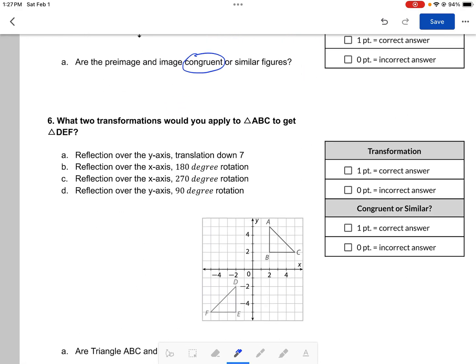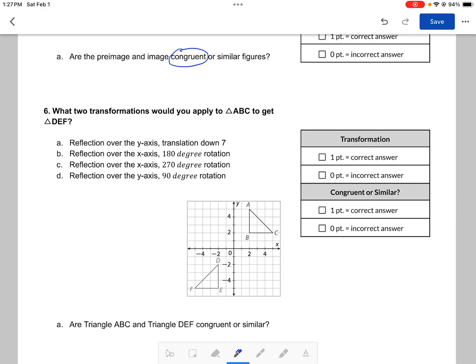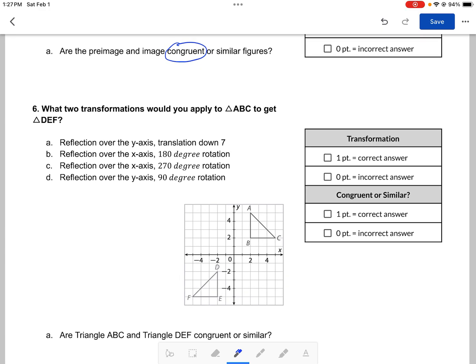For number 6, it says, what two transformations would you apply to triangle ABC to get triangle DEF? This is a multiple choice question. Okay, I'm going to write my original coordinates for A, for B, and for C. So for A, it's 2 and 5. For B, it's 2 and 2. And then for C, it's 5 and 2. Okay, now my A prime, B prime, and C prime.